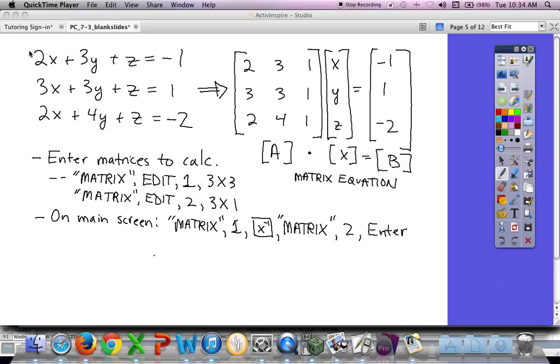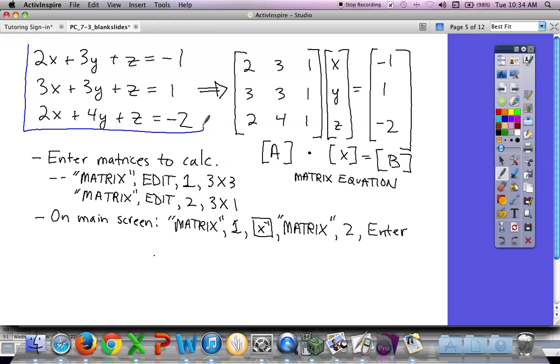If I'm going to solve this system, right, that's 3 equations and 3 variables, the first step is to write it as a matrix equation. And by a matrix, we mean a rectangular array of numbers, usually in square brackets like this. So notice where these numbers come from. The 2, 3, 1 are the coefficients, 3, 3, 1, 2, 4, 1, right?